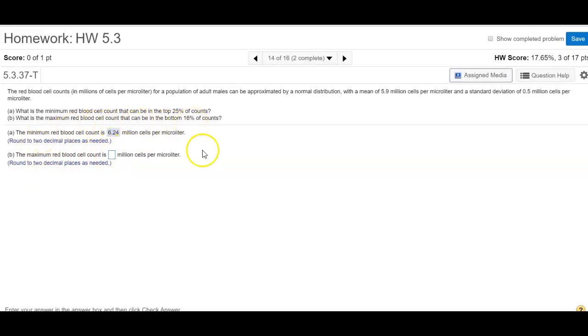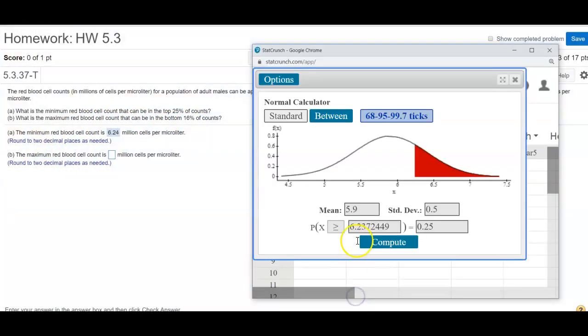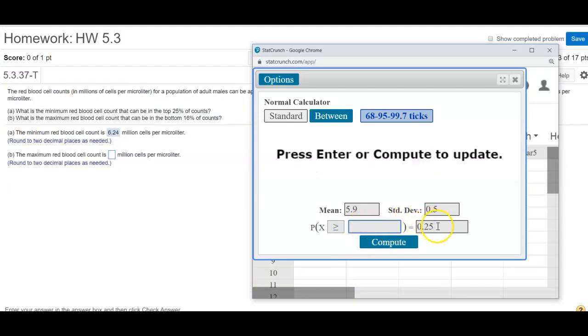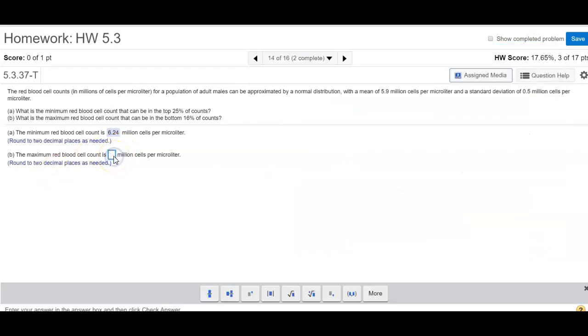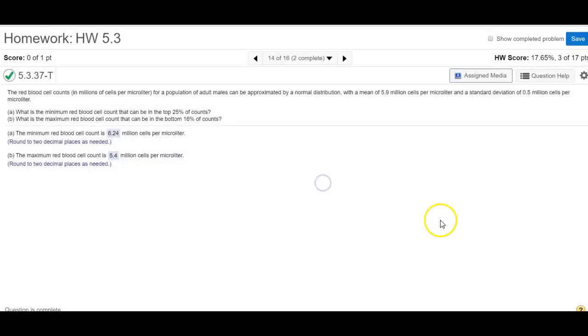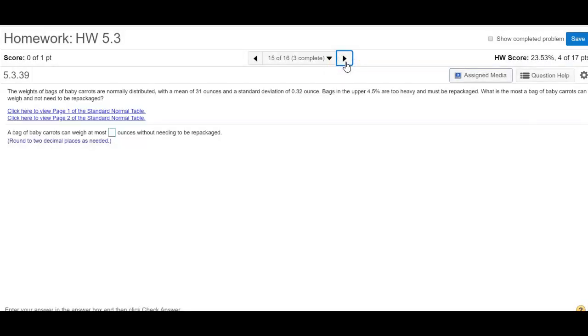Now, what is the maximum red blood cell count that can be in the bottom 16%? In the bottom 16%, I'm going to go ahead and clear all of this. Bottom 16%. So bottom is lower. 16% is 0.16. And compute, and you have 5.4. So 2 decimal places, 5.4, and check your answer. There you go. Okay, let's see. You all can do this.